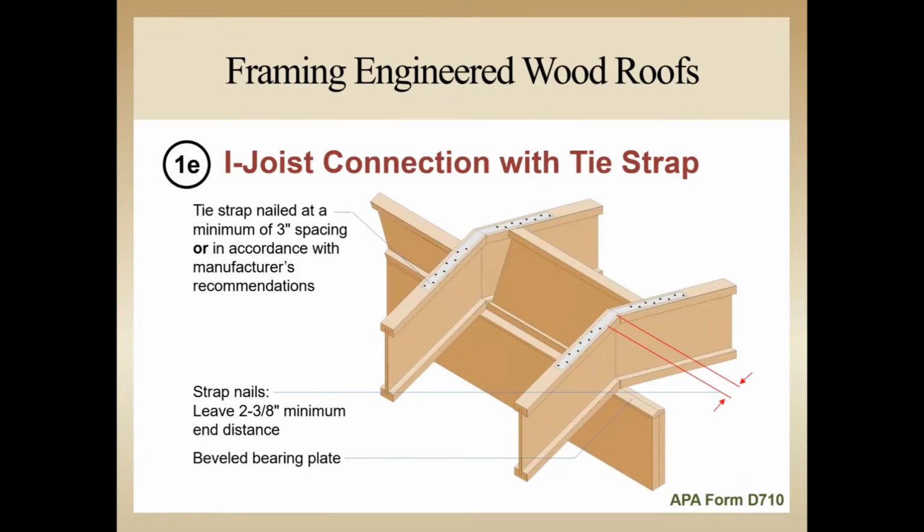Now this is detail 1E. It's a similar detail, but instead of using gussets to tie both sides of the roof together, we're using metal straps similar to what was done when connecting sloped rafters to a flush ridge beam. The straps should be nailed a minimum of 3 inches apart, but begin fastening at least 2 3/8 inch away from the peak of each rafter. All else is the same as we saw on the last slide.